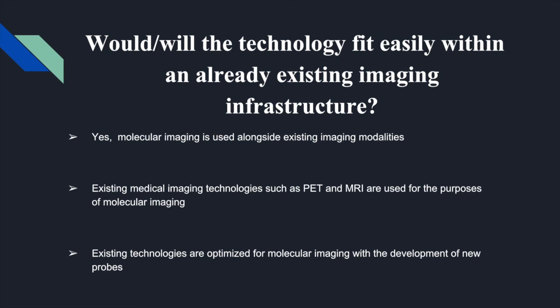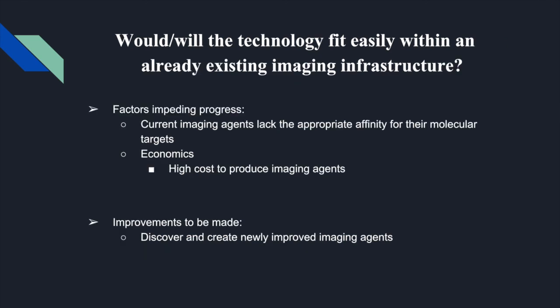Will the technology fit easily within an already existing imaging infrastructure? Yes, molecular imaging is already used alongside existing imaging modalities such as PET and MRI. Existing technologies are being optimized for molecular imaging with the development of new probes. New probes are used to identify diseases such as Alzheimer's that are often difficult to diagnose.